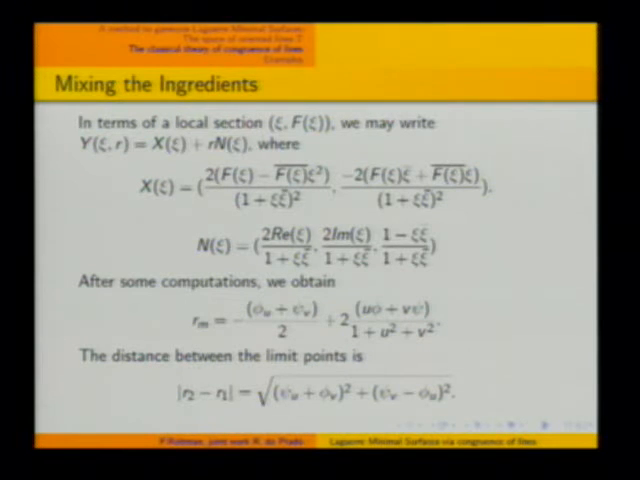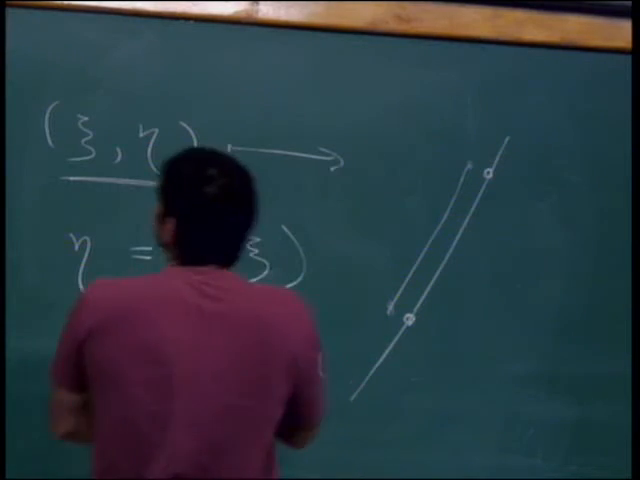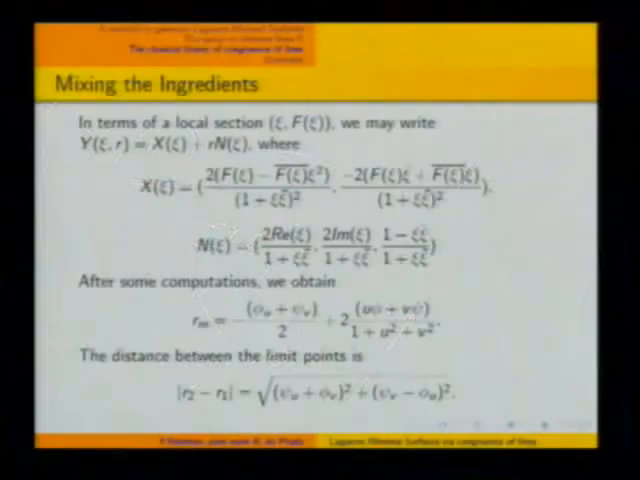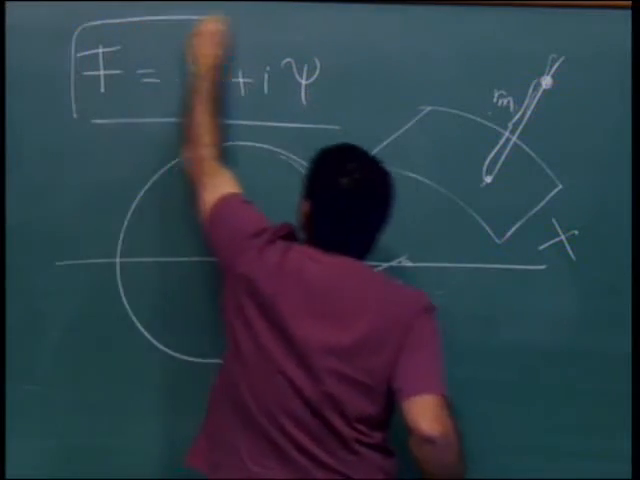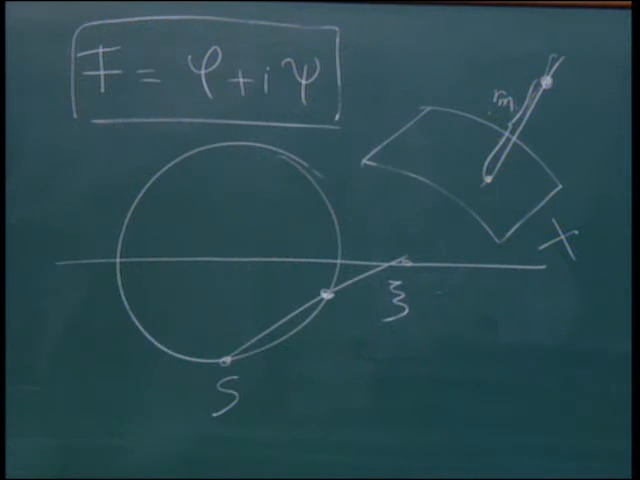If you have, say, a straight line here, with one limit point here and another here, this distance is given by this expression. It's a nice expression because here you can see that this is 0. It's the case where you get isotropic congruences, exactly when phi and psi are the real and imaginary parts of f.